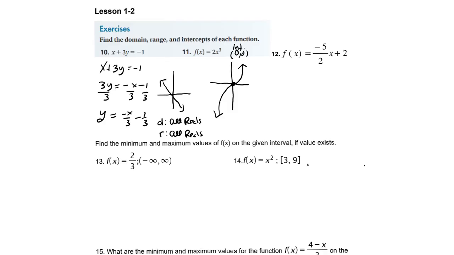The domain, since the arrows mean they go forever on the left and the right, and also down and up. In either direction, they go on forever. So the domain is going to be all reals, and the range is all real numbers.